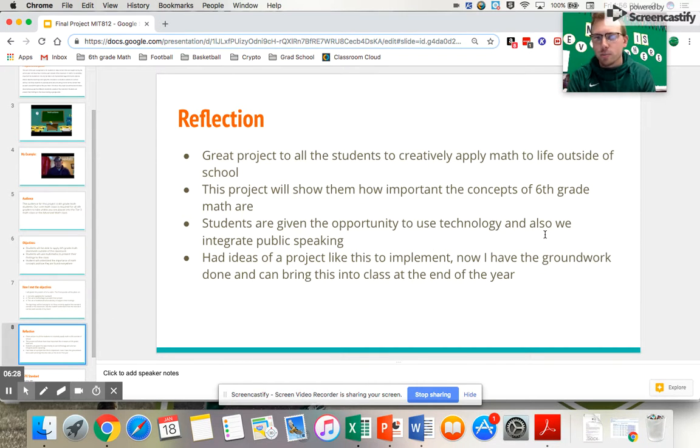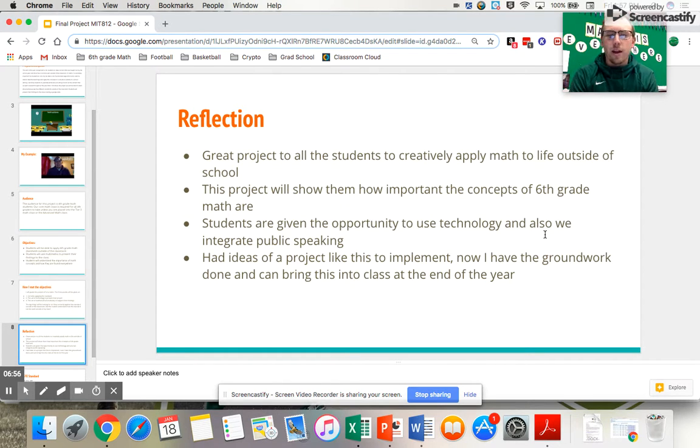My reflection for this project and for this class was that this project allows students to creatively apply math to life outside of school. Another thing is that it's going to show them, or hopefully going to show them, how important the concepts of 6th grade math are. A lot of the stuff that we learn in 6th grade math are the stepping stones, the pre-algebra stage. So a lot of this stuff that we learn in here is going to continue to follow them, and I think this project will help them see that.